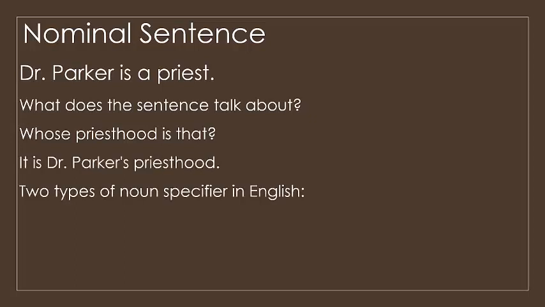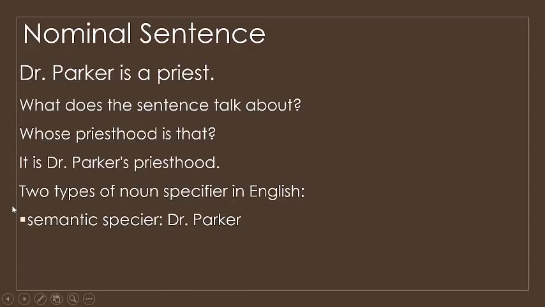And then because we have Dr. Parker here as a specifier of priesthood, then we can say that Dr. Parker is also the specifier of priest. So in this sentence, Dr. Parker is also the specifier of priest, of the noun priest. This is an analogy. If Dr. Parker is a specifier of priesthood, then we can also say that Dr. Parker is a specifier of priest. So in English, we can say that we have two kinds of specifiers.